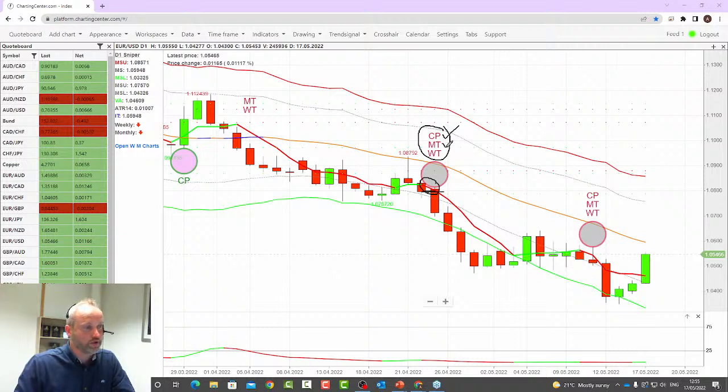What it's also showing us is that the monthly trend is down, and you can see that on this arrow here. I'm going to show you what that looks like in a second. We can also see that the weekly trend is down.